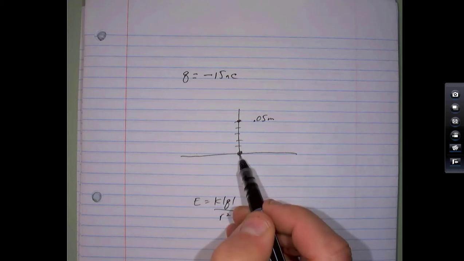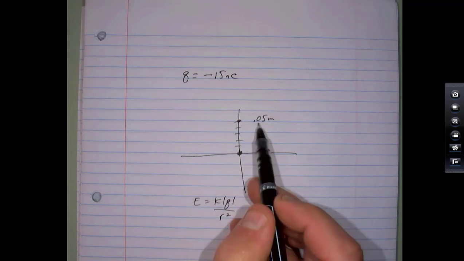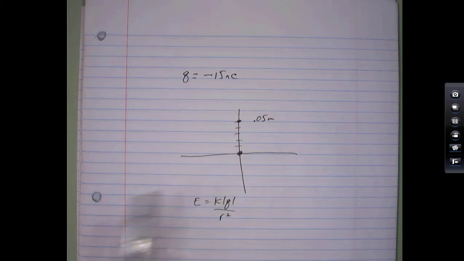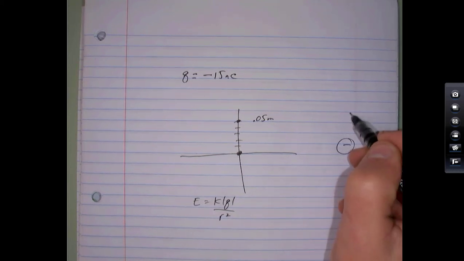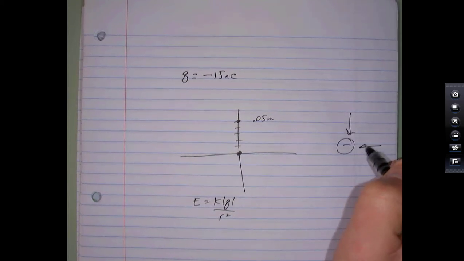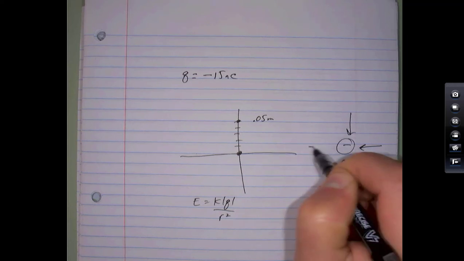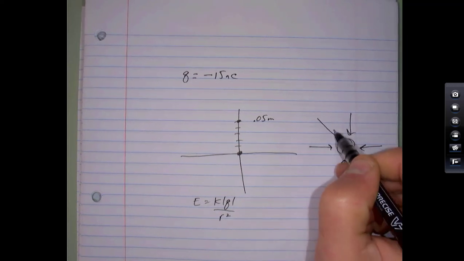Okay, so here's a charge at the origin. We want to know the strength of the electric field here at 0,5 centimeters, so right on the y-axis there. This is a negative charge. Remember, for negative charges, the electric field is towards it. I don't think they ask us about that, but just so you remember, towards it everywhere.